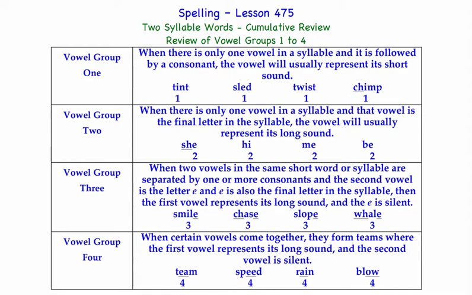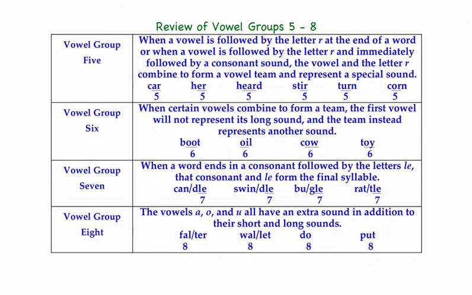Vowel group 4 is when two vowels join together and form a team and the first vowel represents its long sound. Vowel group 5 is when a vowel plus the letter R join together and form a team and represent a special sound. Vowel group 6 is when two vowels join together and form a team and the first vowel does not represent its long sound.